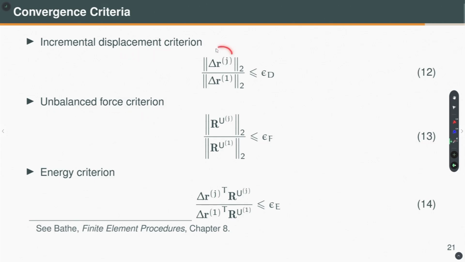What is this? At the jth iteration, I am looking at the L2 norm or the Euclidean norm of the displacement vector divided by the Euclidean norm of the displacement vector at the first iteration of a given load step. If it is less than a tolerance, then you can stop the iteration. Similarly, unbalanced force criteria is, this is the Euclidean norm of the unbalanced force vector at the jth iteration, normalized by that at the beginning of the nth load step or n plus 1th load step. That means the first iteration. It should be less than a tolerance.